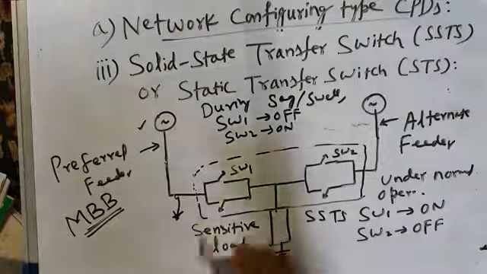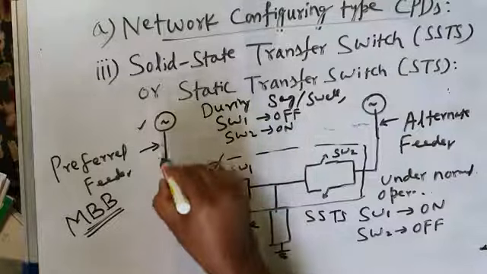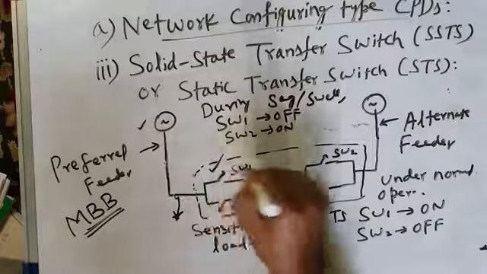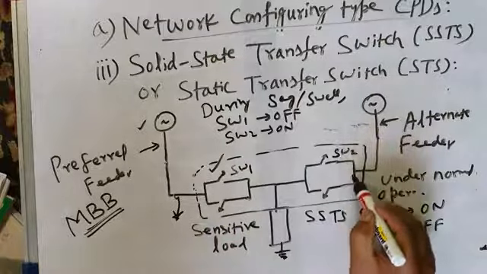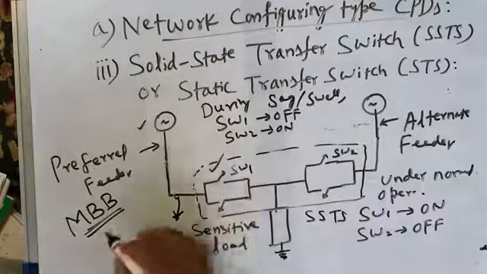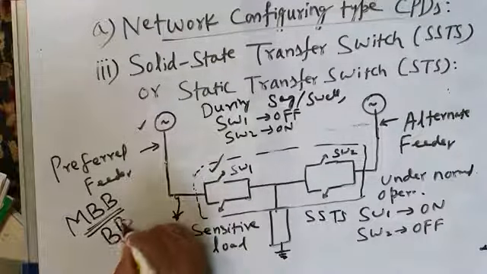So therefore, in this case, as soon as there is a fault on this feeder, you have to turn this switch off. SW1 has to be turned off, and immediately SW2 has to be turned on. That is called break before make, BBM.